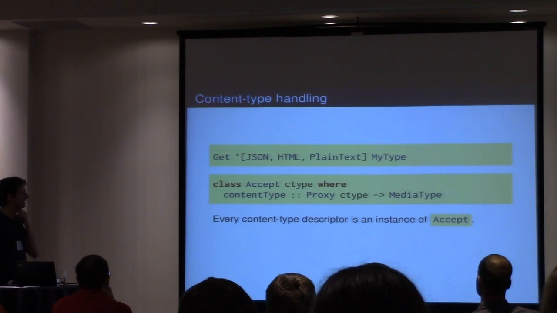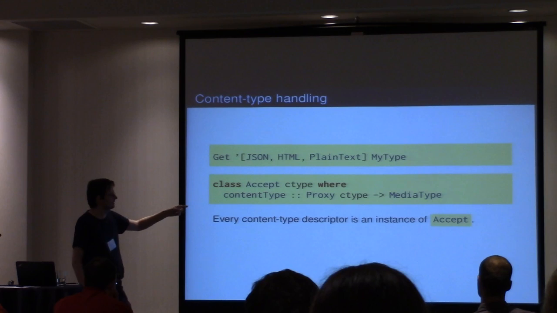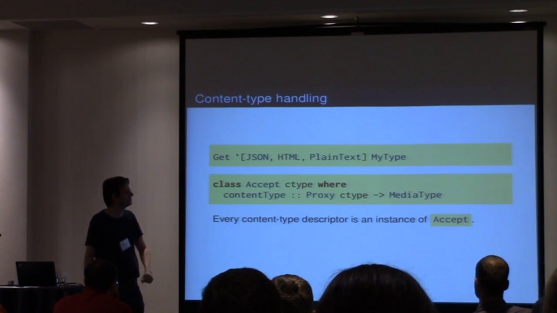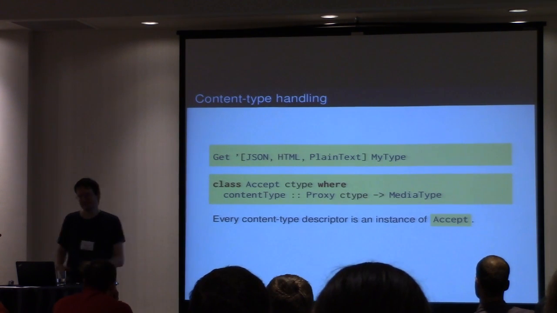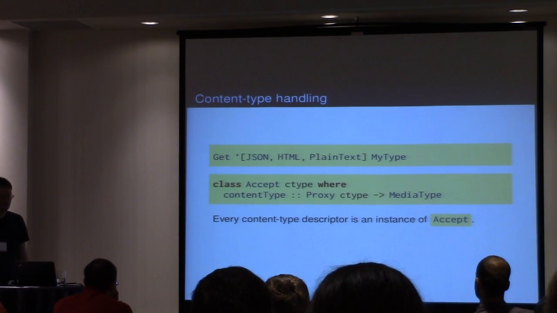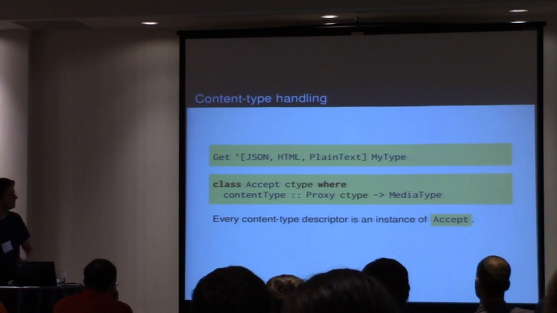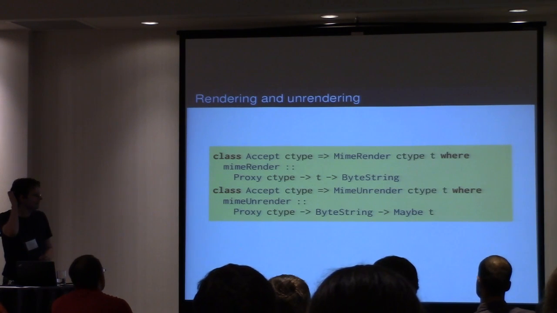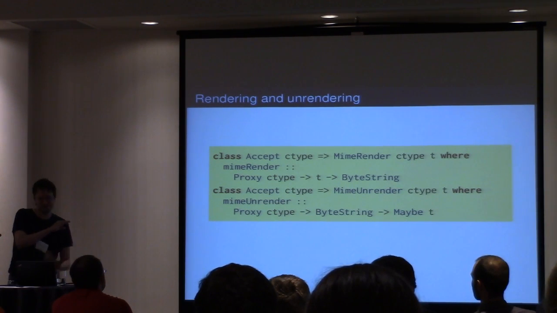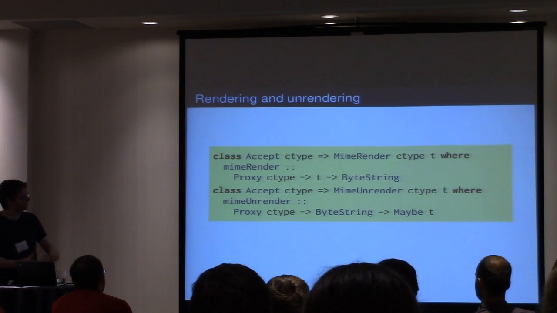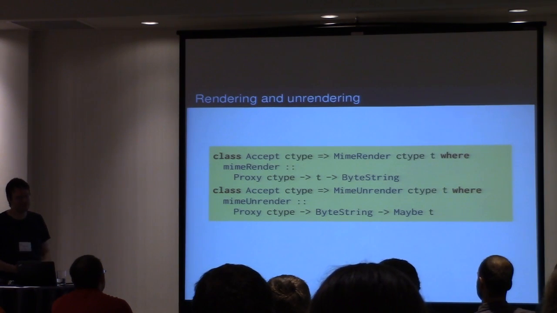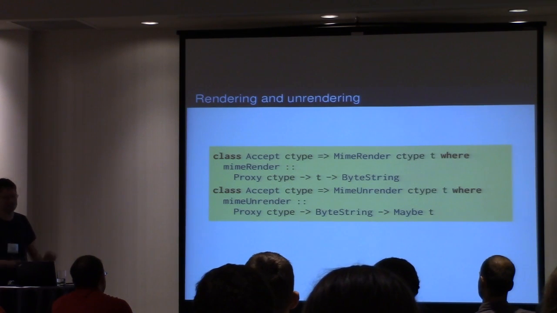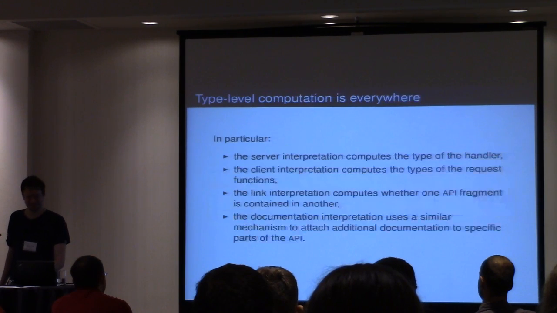And so there is a class Accept that is instantiated by every such content type descriptor, JSON, HTML, and plain text, that actually associates a media type with this descriptor. And then there are two classes, MimeRender and MimeUnrender, that handle the actual conversion from a byte string to a Haskell value of a particular type, or the other way around. And they're relatively flexible, but I won't go into the details here.